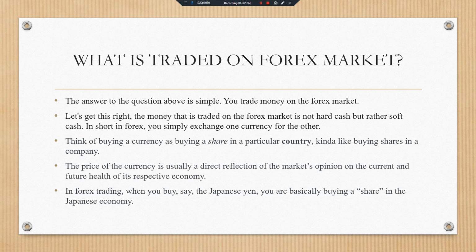So now, what is traded on the Forex market? The answer is simple, ladies and gentlemen. You trade money on the Forex market. Now, let's get it right: the money that is traded on the Forex market is not hard cash, but rather soft cash, should we say. Now, in short, in Forex, you simply exchange one currency for the other, like I've mentioned. You have access to all these currencies through your online trading account, which you'll be able to open with a broker. I'll be able to talk about that. I'll be able to show you how to open an account with a brokerage that we are supposed to be using.